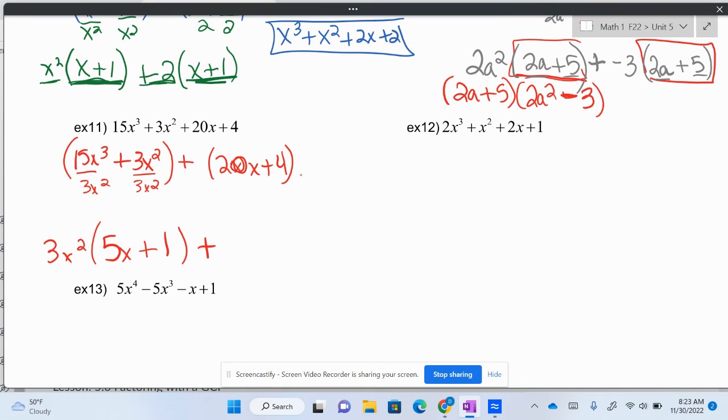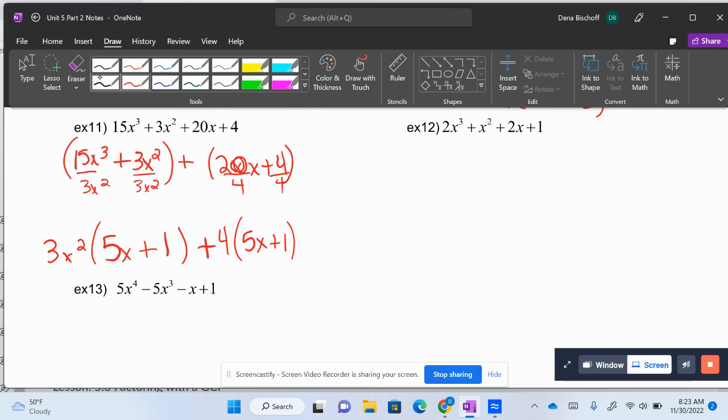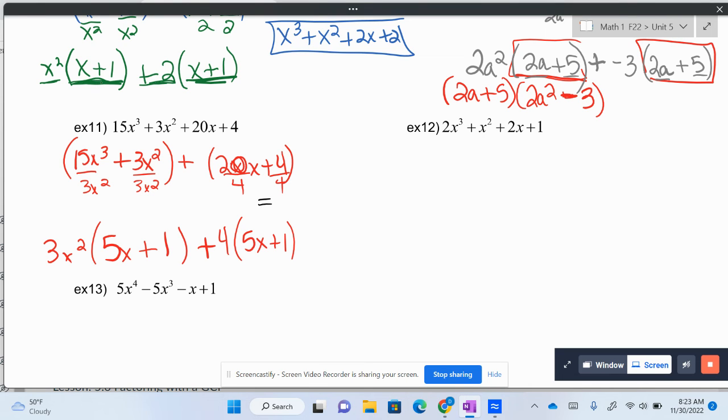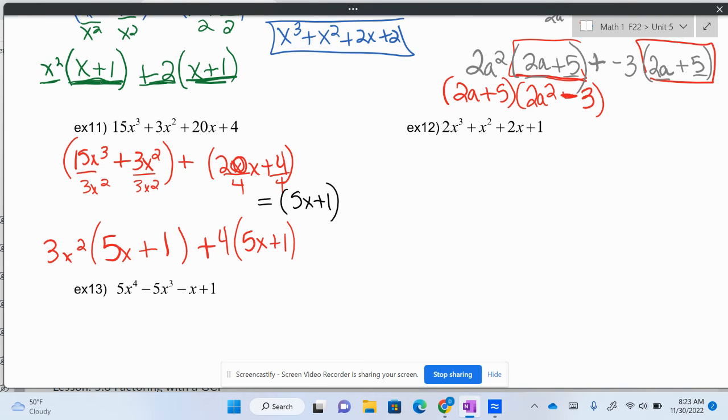What can I take out of this next grouping? Take out a 4. Let's see, 20x divided by 4 is 5x, and 4 divided by 4 is 1. So what's my final answer? Well, times the quantity. Perfect.